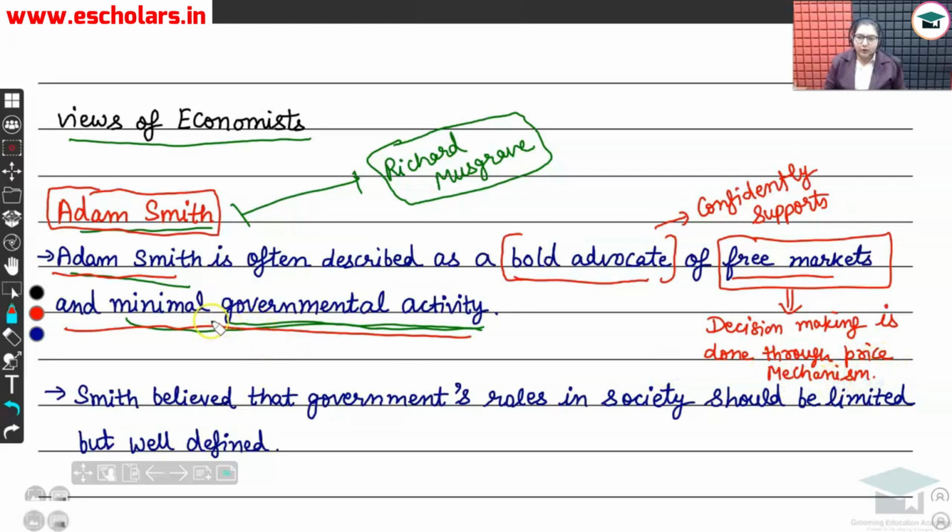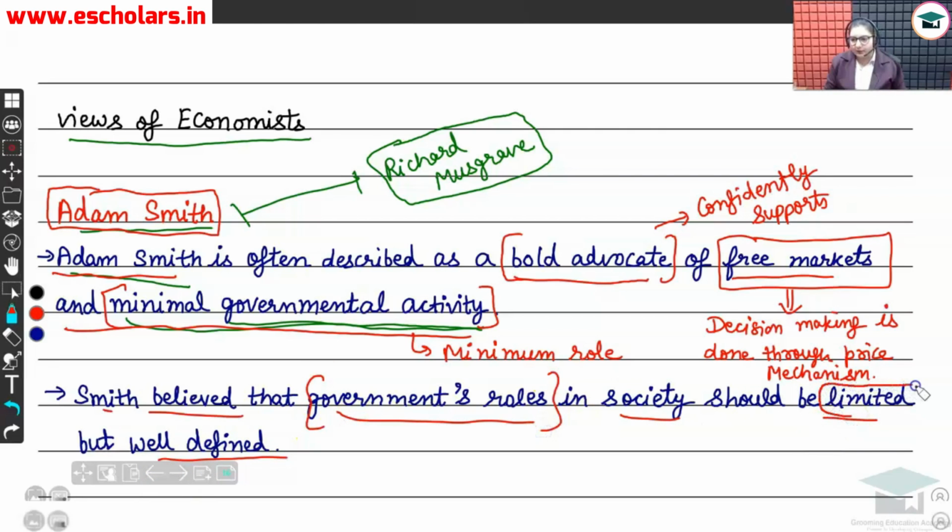and he confidently supports the minimal governmental activity. That is, according to Adam Smith, the role of the government in carrying out the economy should be minimum. Okay, so minimum role of the government should be there. Smith believed that government's role in society should be limited but well defined. According to him, the government role in society should be limited but it should be well defined.